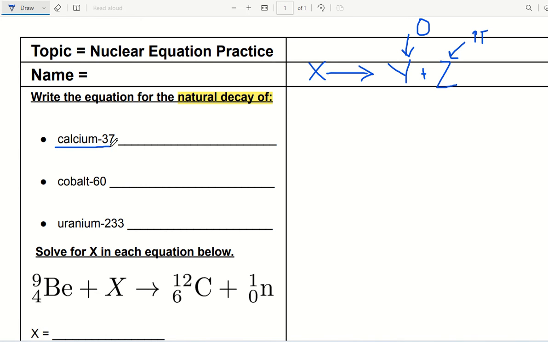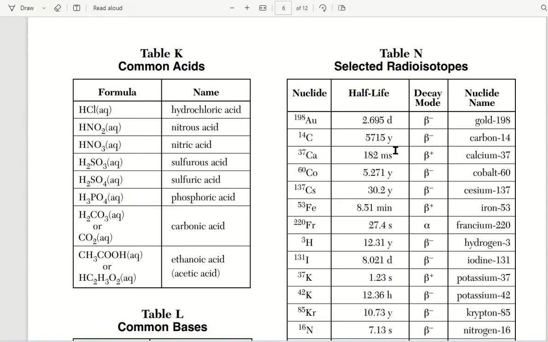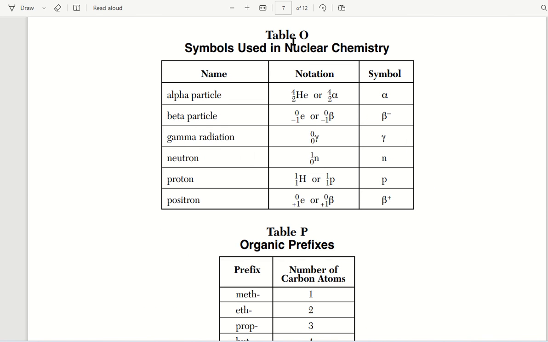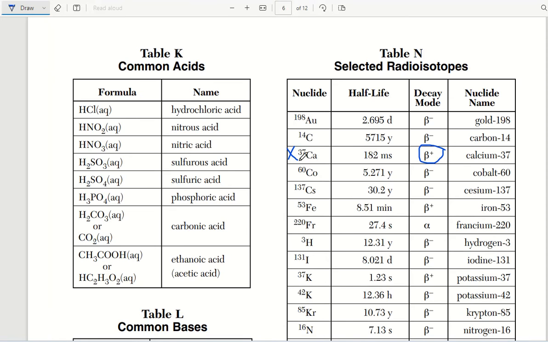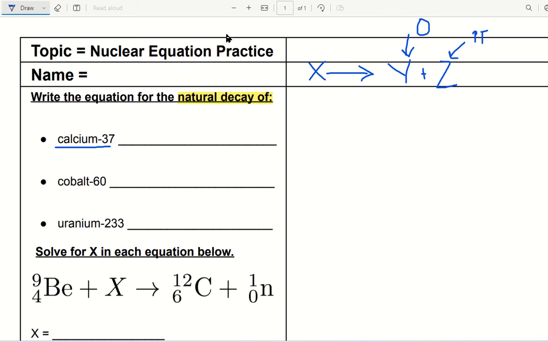All right, calcium 37. So table N is the first place. So let's find calcium 37. Here we go. Do you see the decay mode? It has a B plus. When we look at table O, we can see that B plus is positron, and here is its notation. So how does that help me? Well, let's go back again. Do you see how they wrote calcium 37, Ca with the 37 up on top? So we're going to start with that, okay?